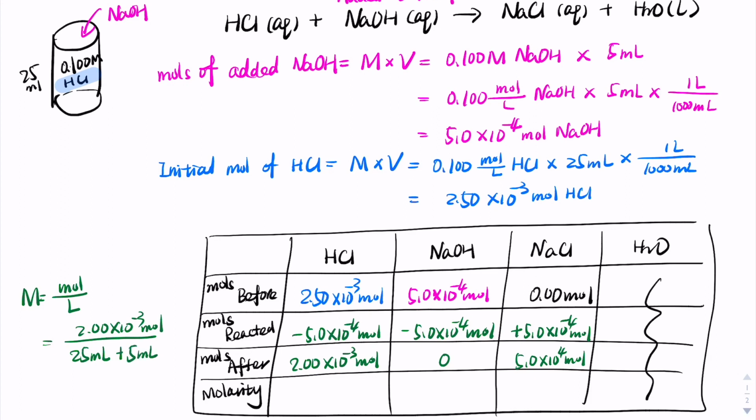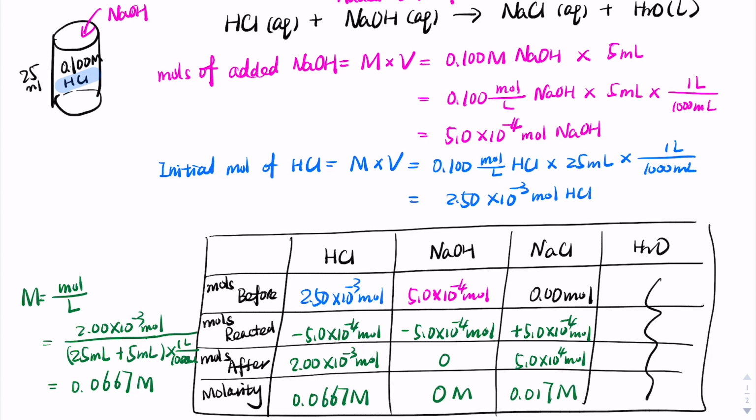You added 5 ml of the base. Now you need to turn this into liters, so you divide by 1,000 ml per 1 liter. Turns out to be 0.0667, so that's the concentration of the HCl. I'm going to put that into this table, 0.0667. You can do the same for the sodium chloride, which is going to be 0.017 molarity. These are the new molarities of these two.